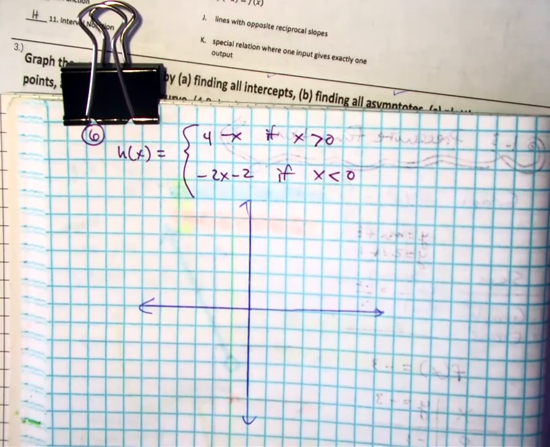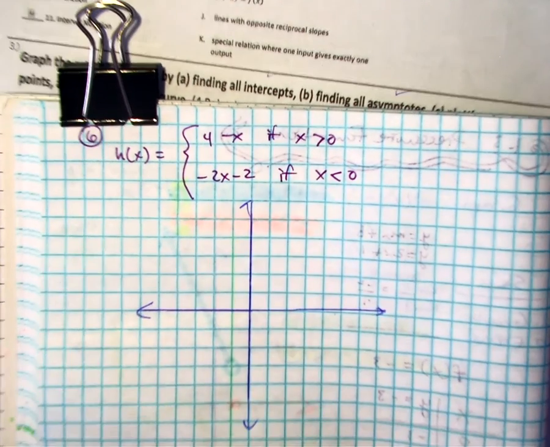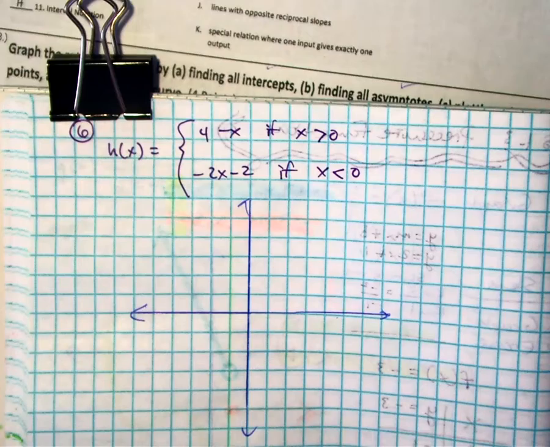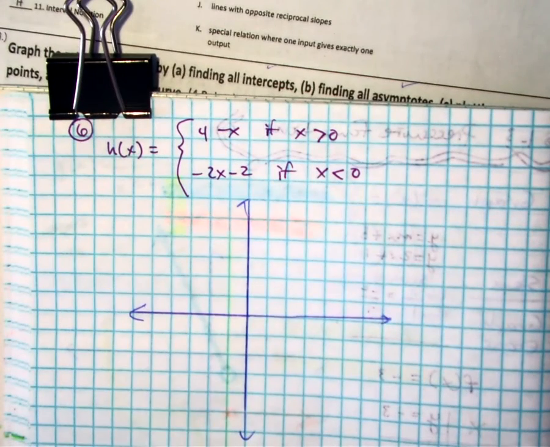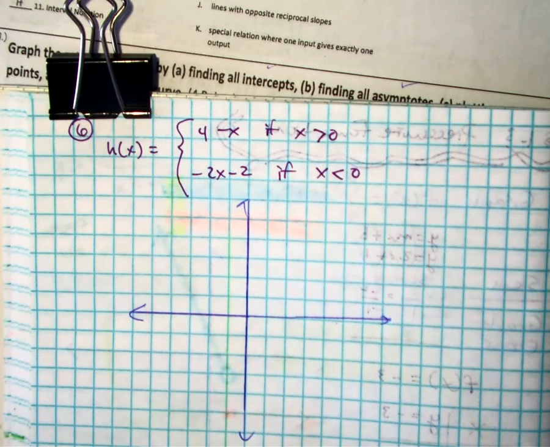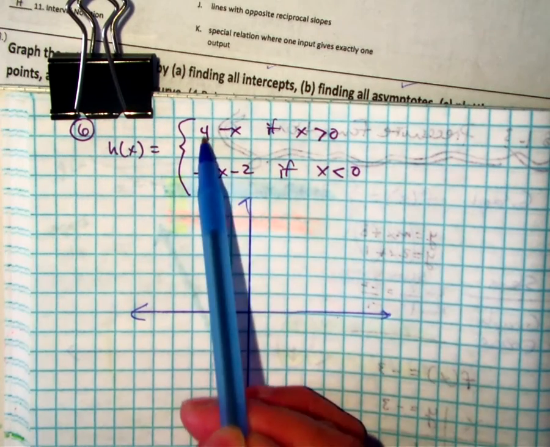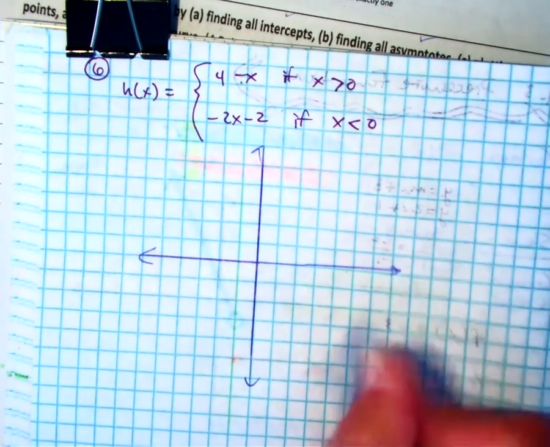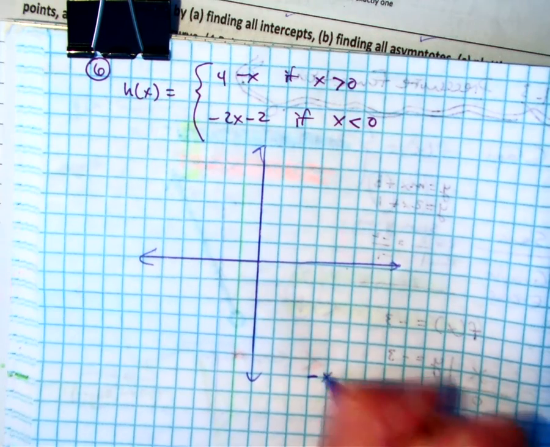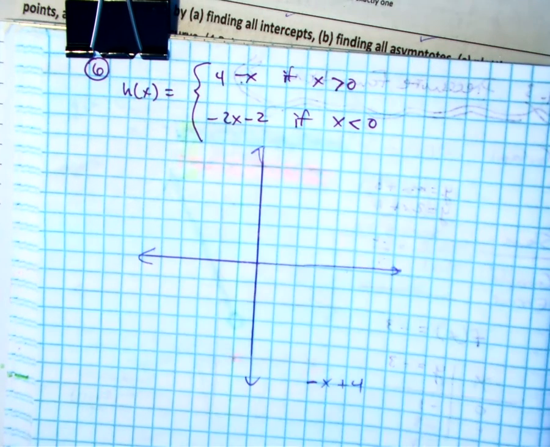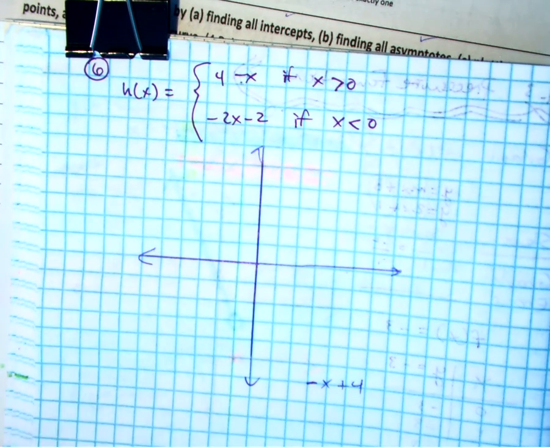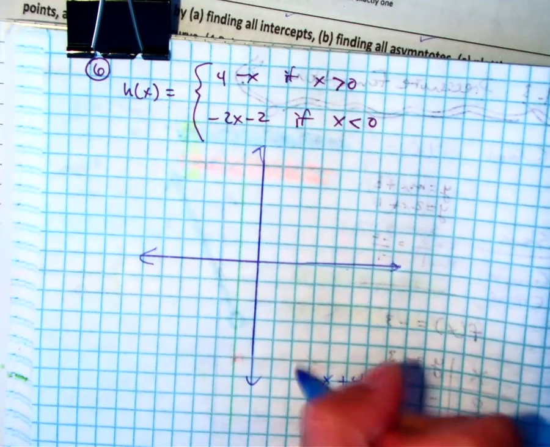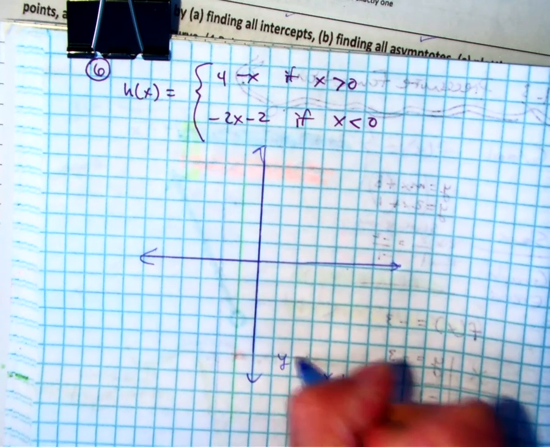In our piecewise function here, I have two pieces. And in my two pieces, I'm going to rearrange the first one. It says 4 minus x, and you can rewrite that as negative x plus 4. Raise your hand if you did that. We do that in that order because now it's in slope-intercept form.